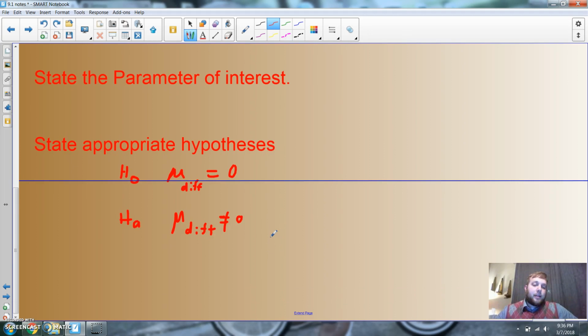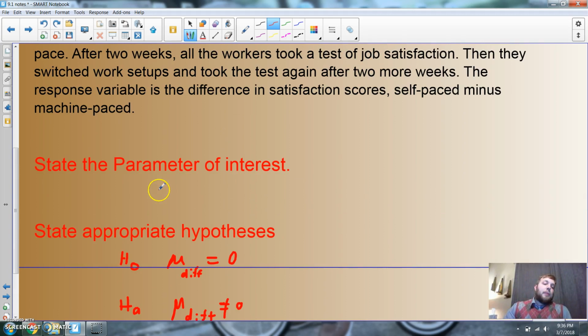So that basically means I'm assuming there's no difference, and then I'm going to see if there is a difference. What is the parameter? Parameter basically wants us to explain what mu actually is in this case. Let me type this out quick. I'll type out what I would put as an answer here for parameter.